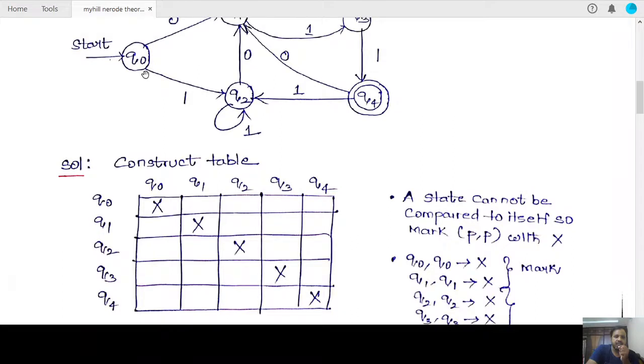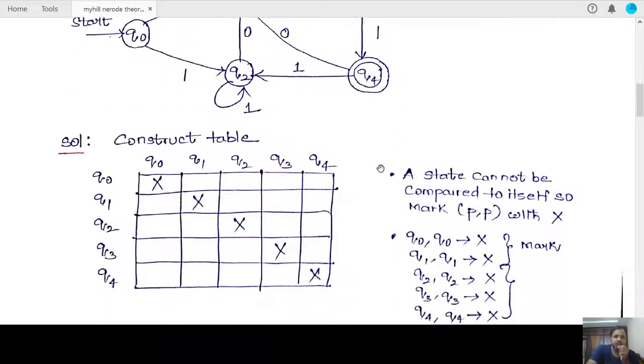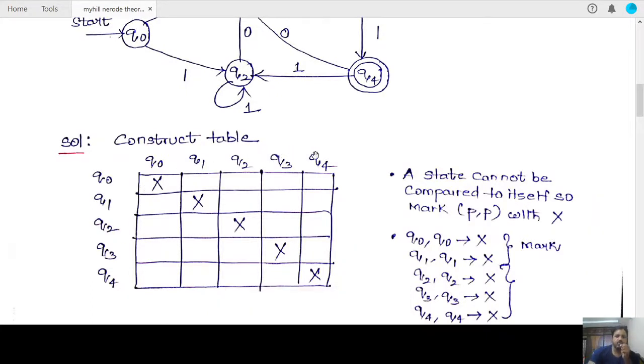So one pair you could take Q0 with Q0, another pair Q0 with Q1, Q0 with Q2, Q0 with Q3, Q0 with Q4, likewise, right? So by considering that property, we are generating this table. It is simply like if you are having n states, then you are going to have an n into n size table here, right? So these are the states: Q0, Q1, Q2, Q3, Q4, Q0, Q1, Q2, Q3, Q4, right?